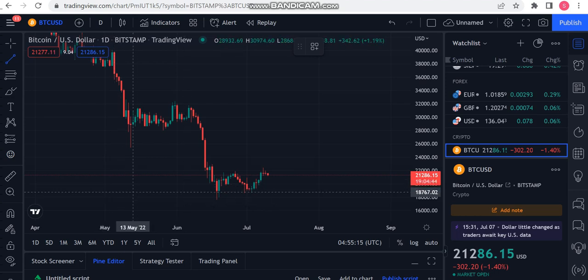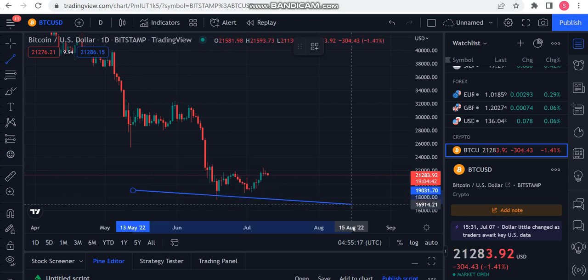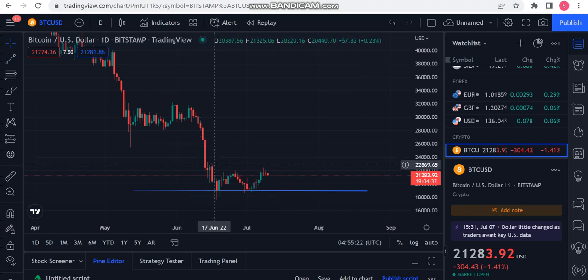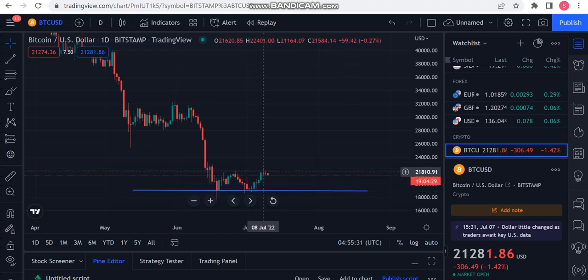So as you can see right here, this could be called a support line right here, because as you can see, the price of Bitcoin comes down, touches this line, bounces off, and then comes back again, and then touches this line and bounces off. So this level could serve as a support line.